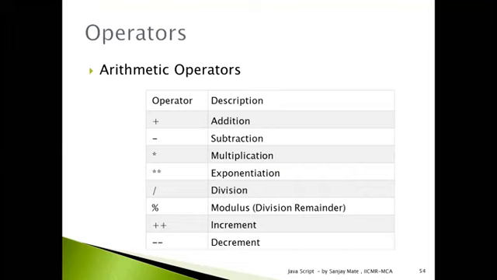So first of all, arithmetic operators. There are plus, minus, star used for multiplication, double star is used for exponent. So we can find out 2 raised to 5 or 3 raised to 6. That type of thing you can find out using this exponential. You can have slash, then modulo. Modulo is used for finding out the remainder.